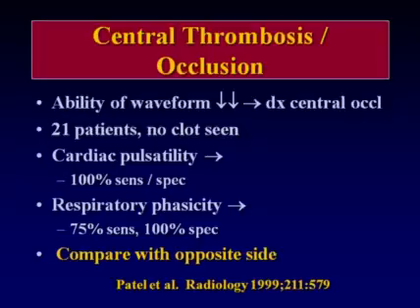In this particular article, they compared the waveforms from one side to another with an eye toward diagnosing or implying central occlusions, as we've discussed earlier. They took 21 patients in whom there was absolutely no abnormality seen by grayscale or color Doppler imaging, and they looked at asymmetry in cardiac pulsatility and respiratory phasicity. They found that asymmetry in cardiac pulsatility was 100% sensitive and specific, and that a unilateral decrease in respiratory phasicity yielded a lower sensitivity but was still perfect with regards to specificity.